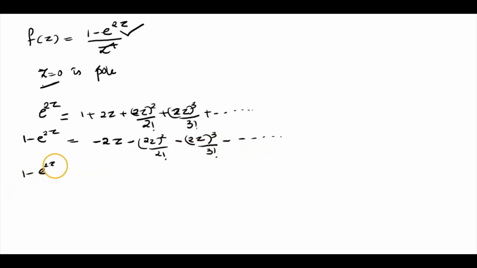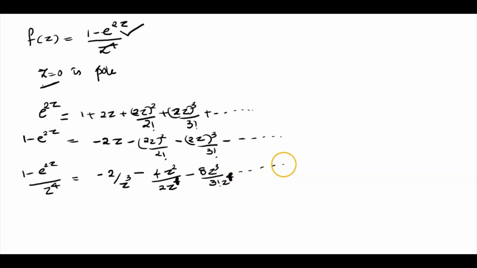Now (1 minus e raised to 2z) divided by z raised to 4 is minus 2 divided by z cube, z cancels, and minus this is 4z square by 2 factorial into z raised to 4, minus this is 8z cube by 3 factorial into z raised to 4, etc. And here we get minus 2 by z cube minus 2 divided by z square minus 8 by 6z minus etc.